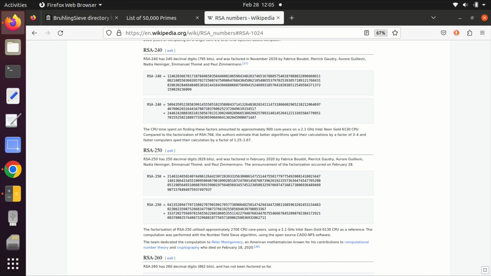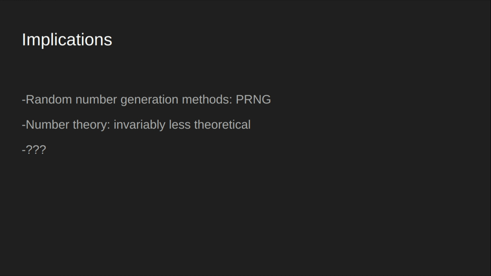These numbers were taken from the RSA numbers on Wikipedia. Other implications include pseudo-random number generation and number theory, which invariably is now somehow less theoretical.